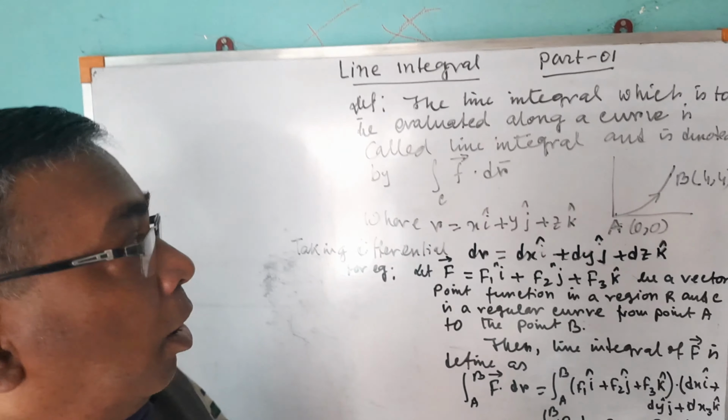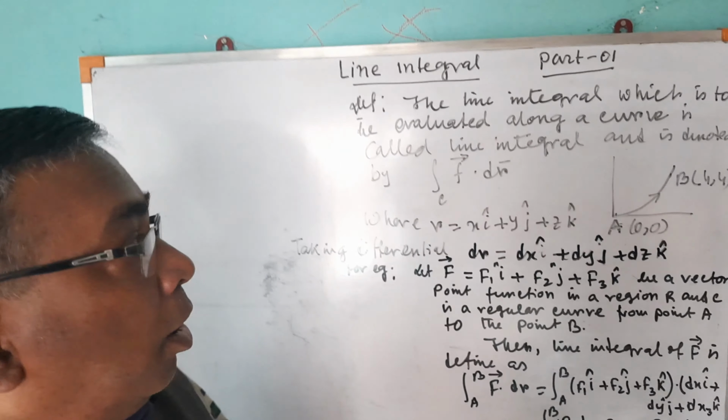Now F dot dr you have to find, then along the curve you have to integrate. So in line integral, you have to remember the line integral is always in one variable. If it is in two variables or three variables, then you have to convert this into one variable, either x or y or z.